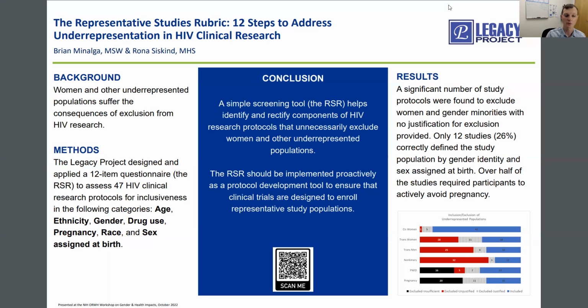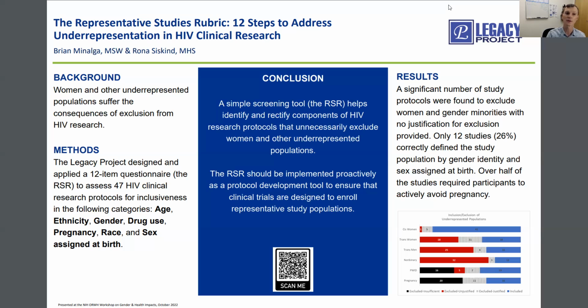I'll direct your attention to the red bars on the chart on the poster. These represent studies where the population in question was excluded with no justification provided in the protocol. So for example, there was one study that excluded cisgender women with no justification, 18 studies that excluded transgender women, 25 that excluded trans men, and 32 that excluded gender non-binary people with no justification provided for the exclusion of these populations. So clearly gender minorities face a high rate of exclusion with no justification provided within the protocol.